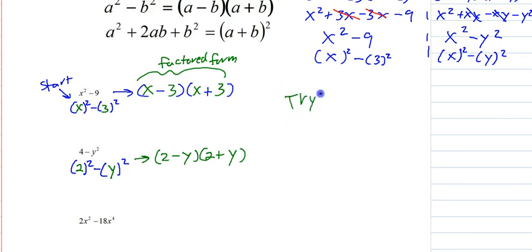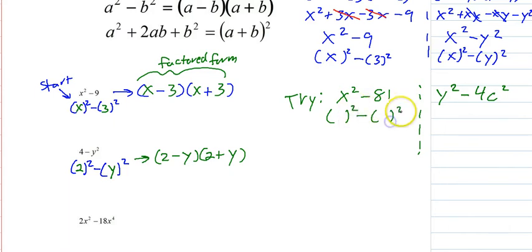Here, I want you to try this one now. Try x squared minus 81. What is the factored form for that? And then after you finish that one, try y squared minus, and we'll give you a little bit trickier one here, 4c squared. So hit pause and try them. Okay, now you unpause it. Let's try them. So we put a parenthesis and a parenthesis. And what's being squared? And what's being squared? So you should have had x minus 9, x plus 9.